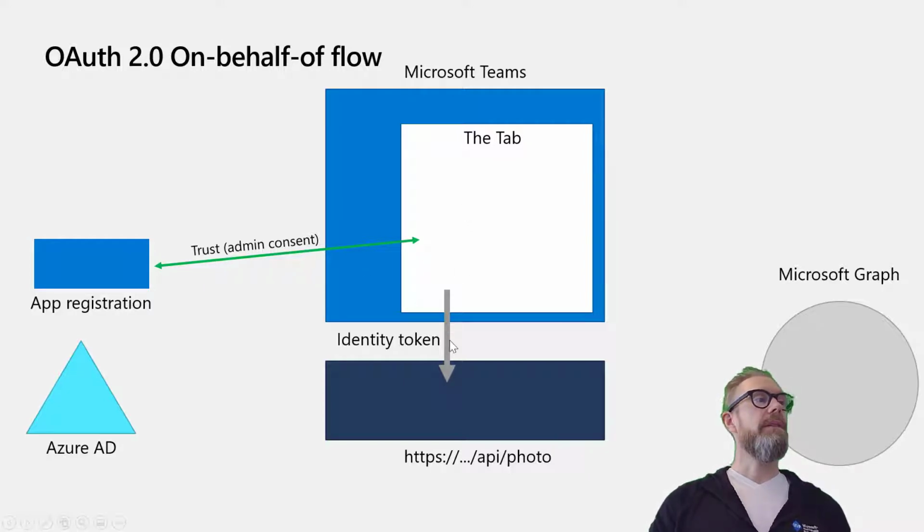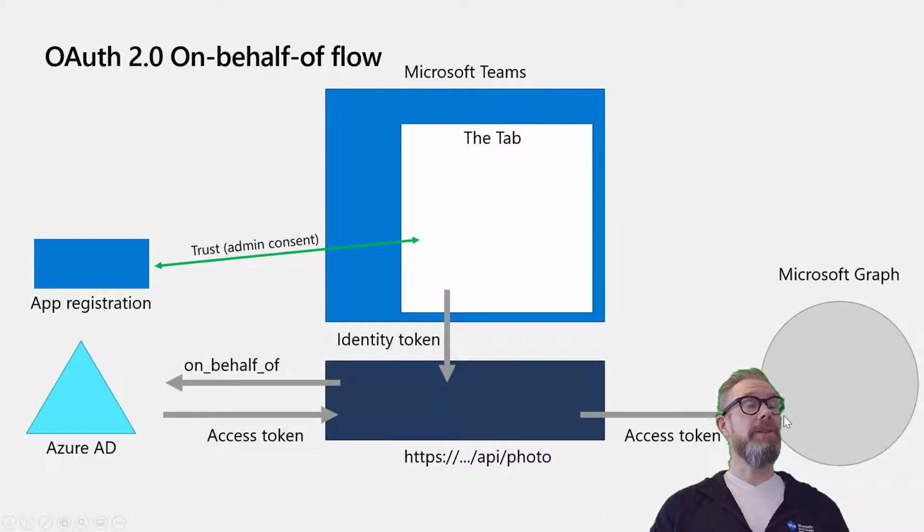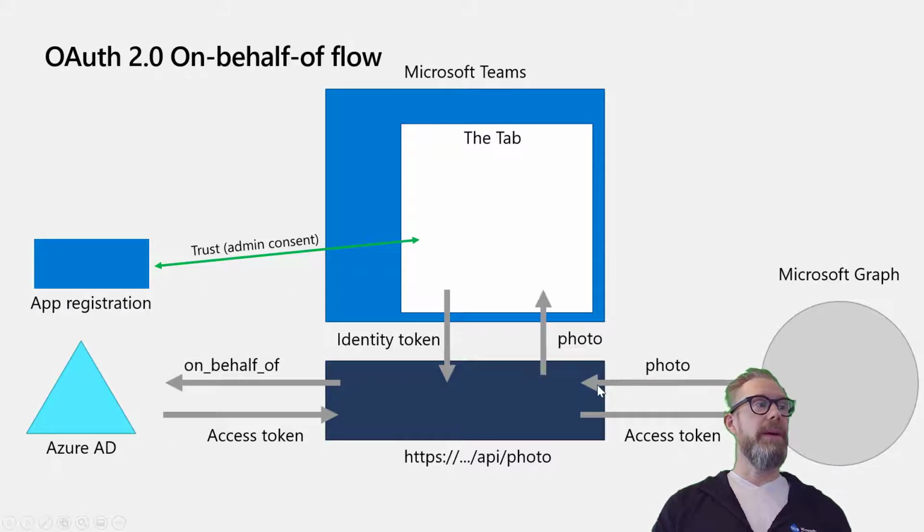Then we pass our identity token to our API. We cannot use this directly, as I said, to call into Microsoft Graph. It doesn't have those scope and that audience. So what we need to do is call into Azure AD with the on-behalf-of flow with our identity token as assertion, and get back an access token that we can use for Microsoft Graph. We then can pass this access token to Microsoft Graph, and hopefully we will get the photo back, which we can send through our API into the tab and then display the photo.